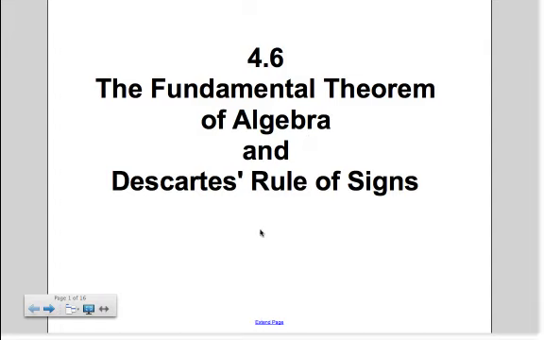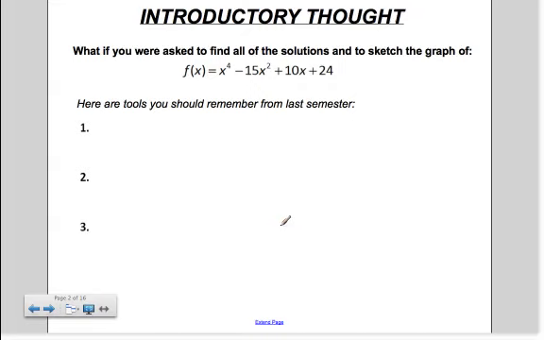We're going to work on section 4.6, and notice the title, The Fundamental Theorem of Algebra. That means it must be pretty important since it is fundamental, and Descartes' Rule of Signs. Well, let's look at a little introduction idea.